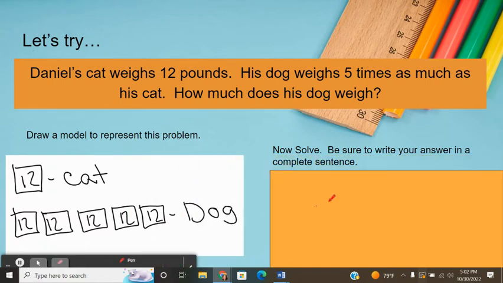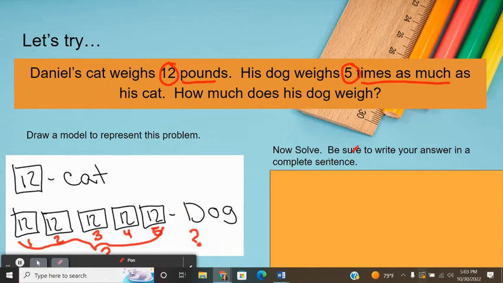All right, does yours look like mine? Again, the cat weighs 12 pounds, but the dog weighs 5 times as much. So my model represents the cat right here. And then I have the dog right here. It's 5 times as much. 1, 2, 3, 4, and 5 times as much. And when I put all this together, that gets me how much the dog weighs.